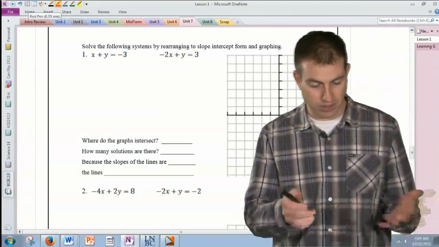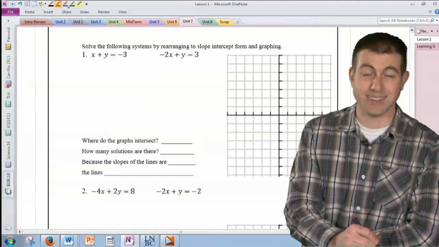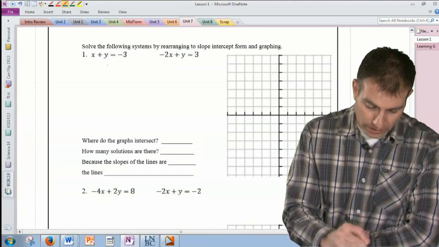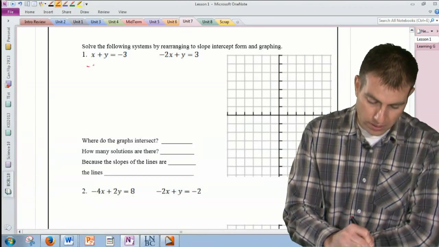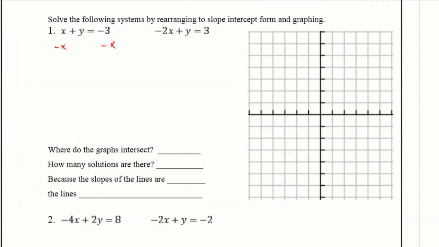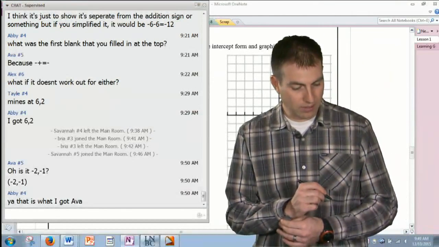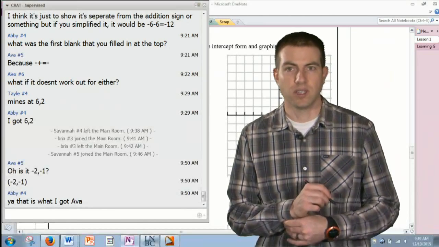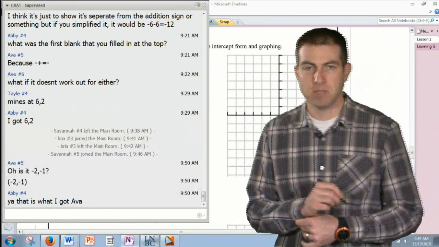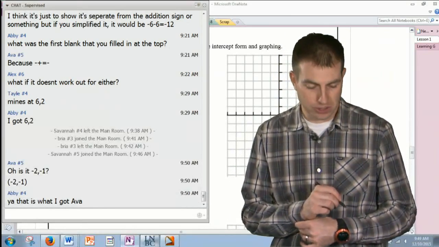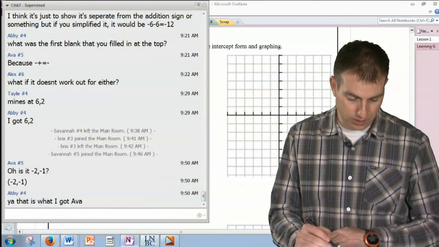Our two lines are already written side by side, so I don't really need to label them, but I want to get them into slope-intercept form. So I'm going to subtract x from both sides here, and I'm going to end up with y is negative x minus 3. So that's in slope-intercept form. Look at that. Ava, Abby, both got the same answer. That's a good sign. Anybody else on the right track there with those two? Let's check, see how they did.